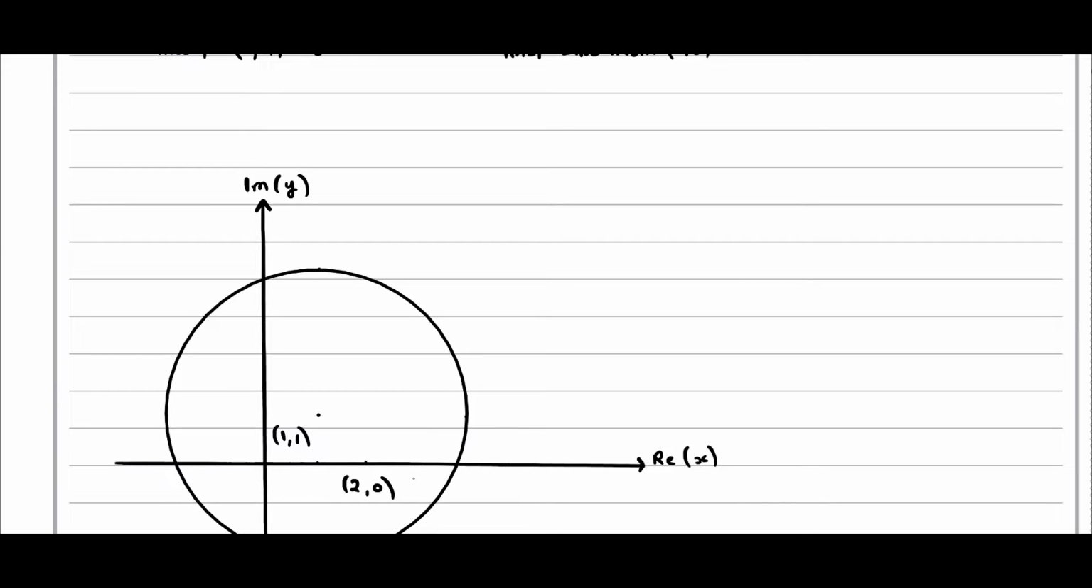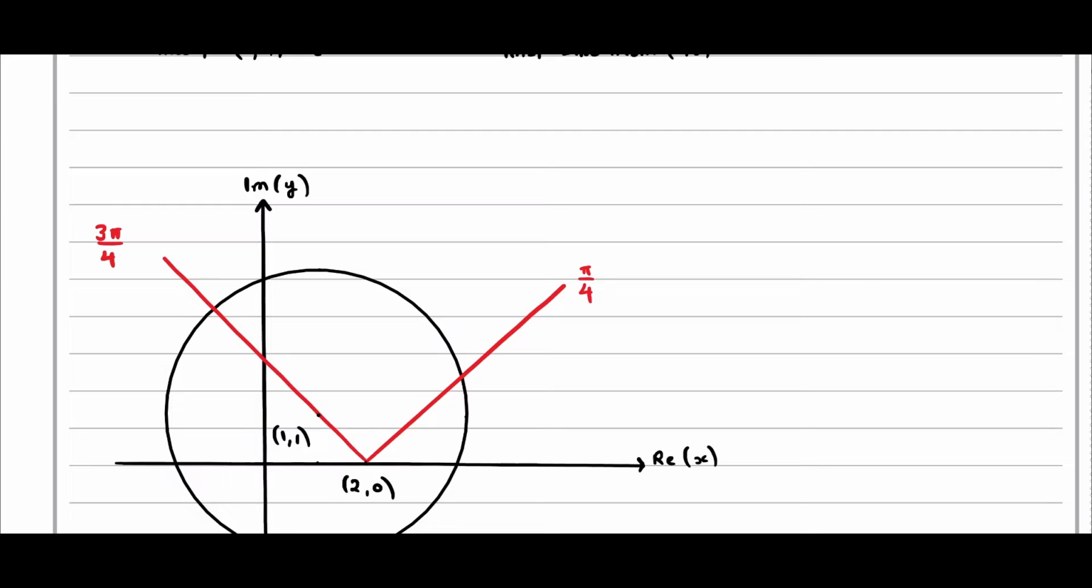Remember, we go anti-clockwise. So 3 pi over 4, that's over here. Okay, let's just add this on. We have 3 pi over 4. And then we have this line over here, which is pi over 4.